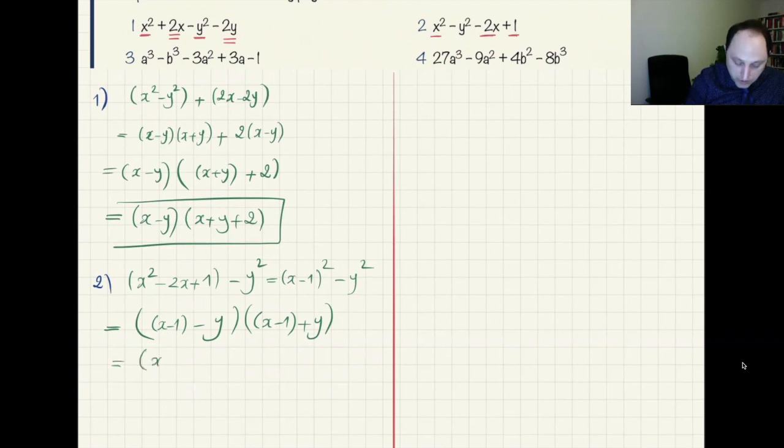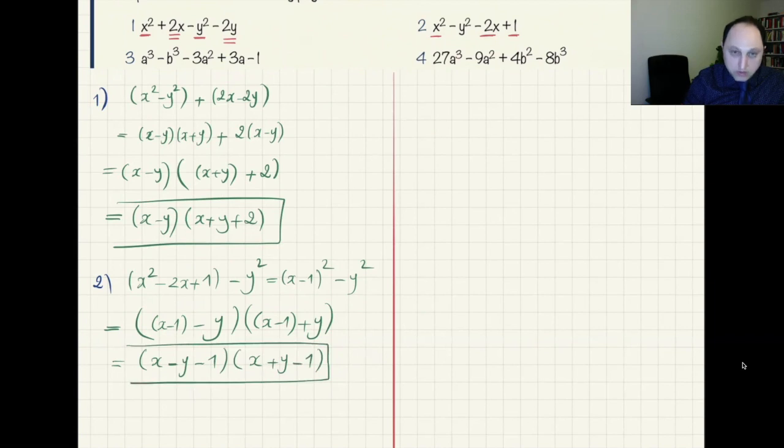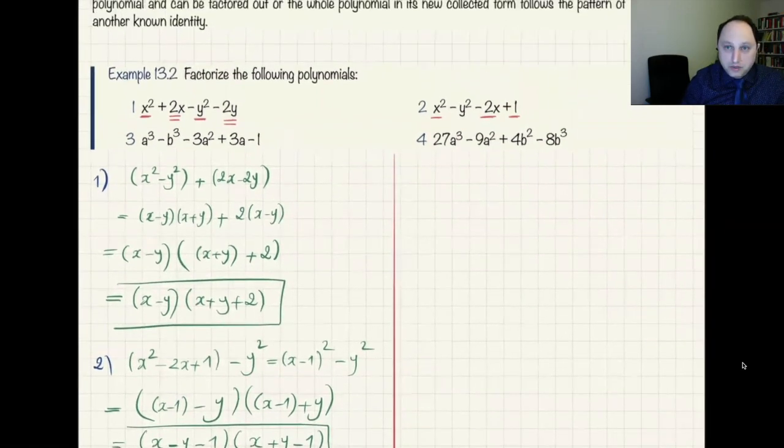So then it becomes x minus 1 minus y, but if you want to write in an organized way, I prefer to write x minus y minus 1. Of course, it doesn't matter that much. And then the second one becomes x plus y minus 1. And this is the factorized form of these polynomials.